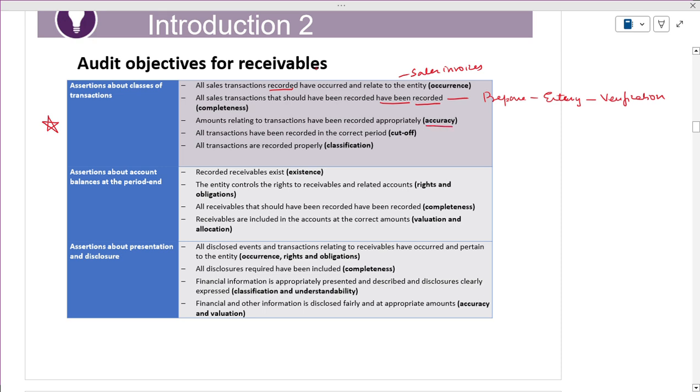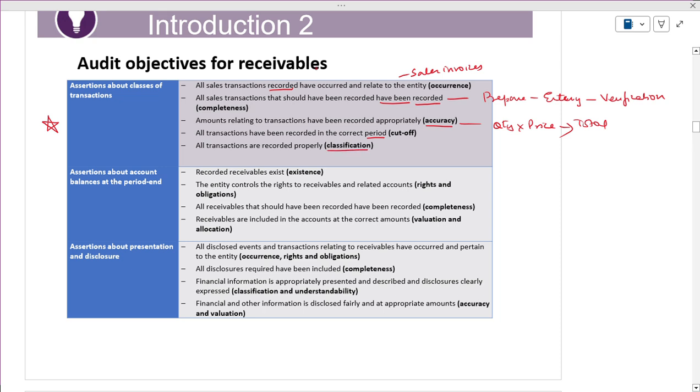Amounts relating to transactions have been recorded appropriately, that is accuracy. In terms of what? In terms of quantity, in terms of price. You will have the total. All transactions recorded in the correct period. Otherwise, there will be misleading results. The last year sales will be recorded this year, and this year sales have been recorded in advance. It happens in all cases, isn't it? That has to go into cutoff. And all transactions have been recorded properly.